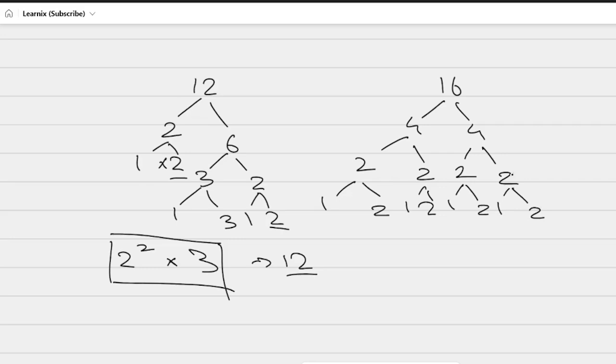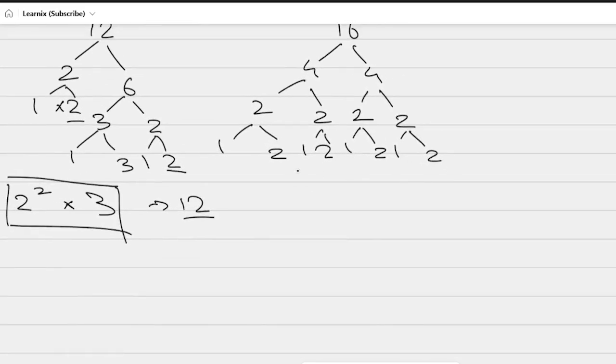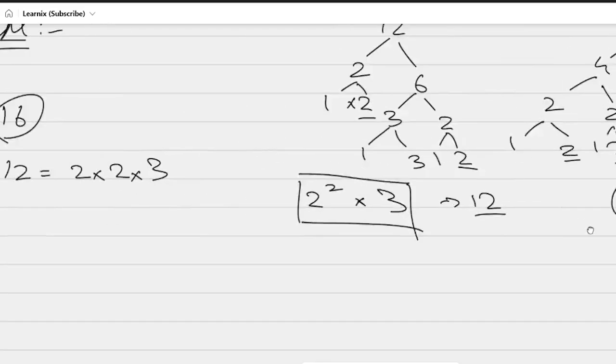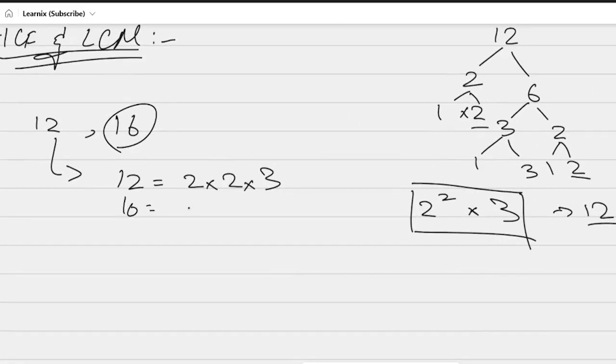Okay, so how many 2's do we have over here? We have 1, 2, 3, 4, right? So it would basically be 2 to the power of 4 equals 16. Input this into a calculator, and I'm pretty sure you will get 16. So 16 equals 2 times 2 times 2 times 2.